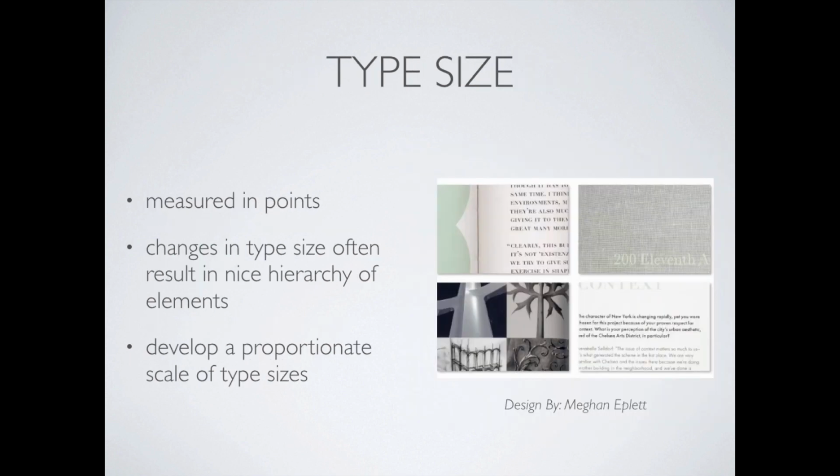Type size. You guys have all adjusted type size before. It's measured in points. Changes in type size often result in a nice hierarchy. So if you did nothing else and you wanted to establish a nice hierarchy, you could do a relationship of font sizes. Major heading, 16 point. Minor heading, 12 point. Body text, 10 point, for example. And if you stuck just within that, you'd have a nice, clear hierarchy, as long as you develop that proportionate scale of sizes.